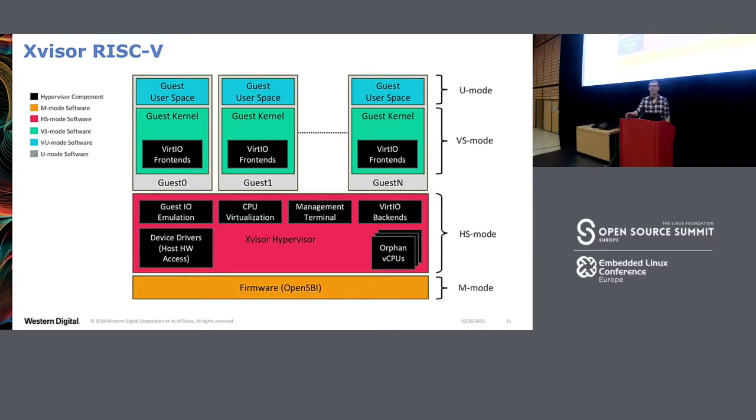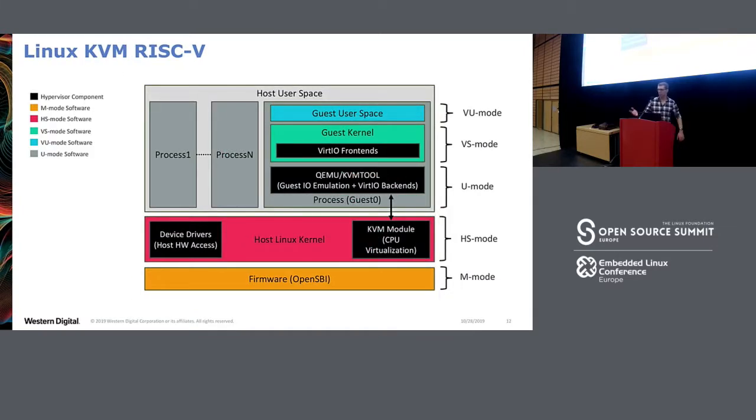So just to give you another idea, this is what a bare metal hypervisor looks like on RISC-V. Your OpenSBI runs in M mode, then your hypervisor runs in HS mode. On top of that, your guest kernels run in VS and VU mode. So I think I've explained a lot of that already.